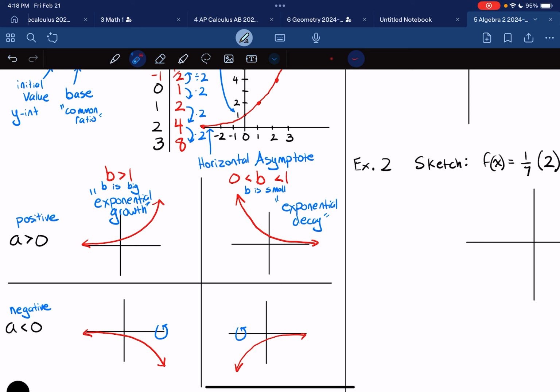If you do something that looks like this, and then you accidentally come up a little bit, I'm not going to give you full points. You need to have a horizontal asymptote somewhere, and you need to have this thing going away from the x-axis if b is bigger than 1, or getting closer and closer to the x-axis if b is small. Those are the other ways that you can remember this, right?